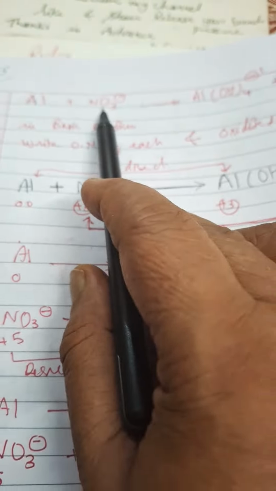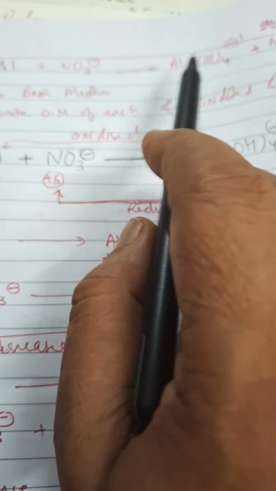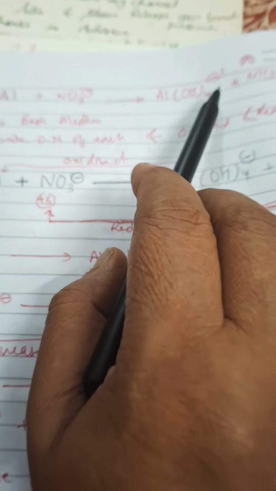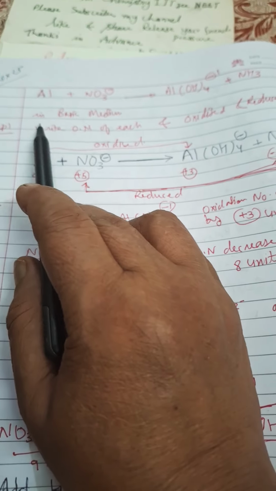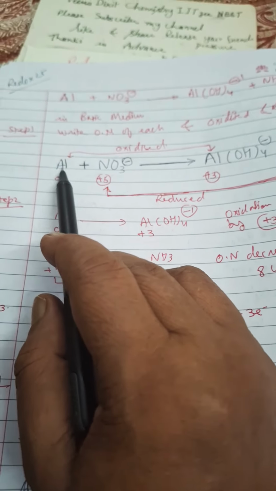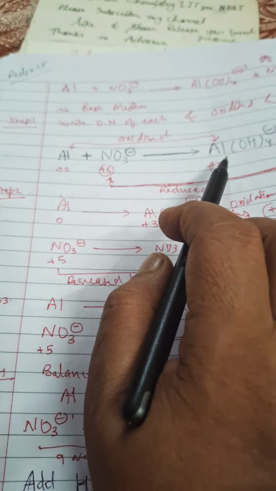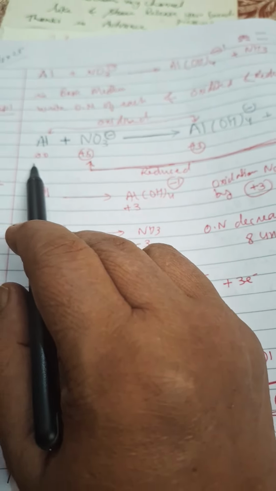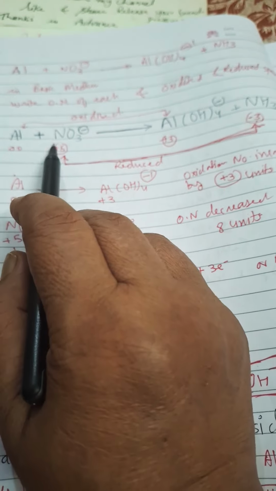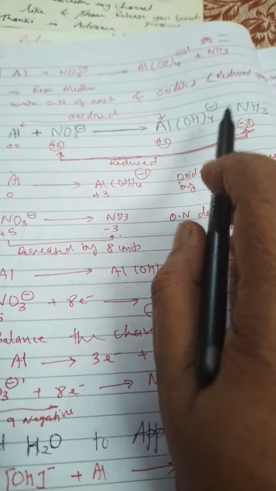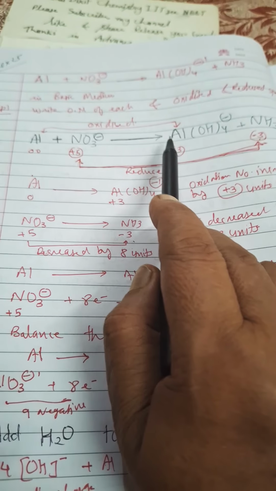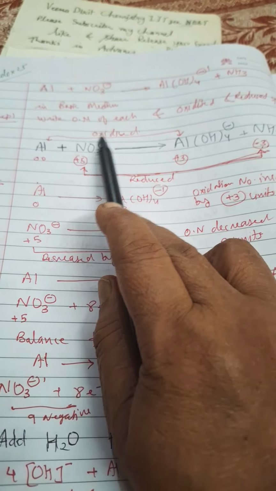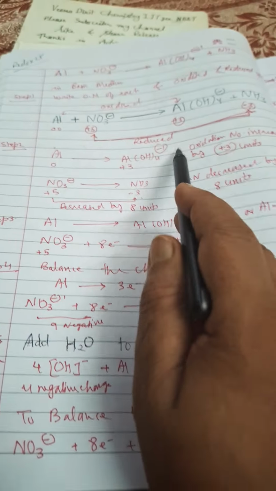Balance aluminum plus nitrate ion, giving you Al(OH)4 negative plus ammonia. So first, in basic medium, we are assigning oxidation numbers to each. Aluminium here is 0, here plus 3. Nitrogen here is plus 5 oxidation state, here minus 3. So here the oxidation number increases by 3, so we will release 3 electrons over here.